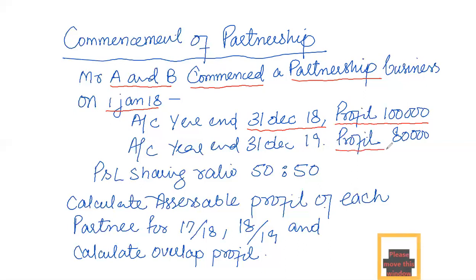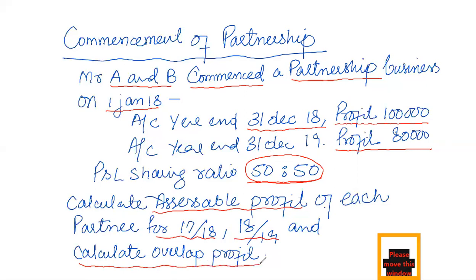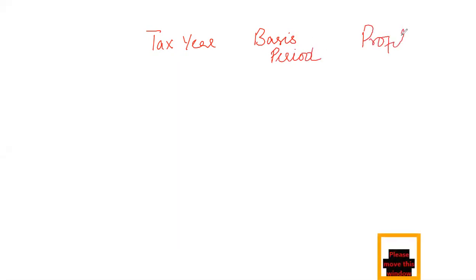The profit of the next year is 80,000, right? Profit and loss sharing ratio is 50-50. So we have to convert, as per the ratio, calculate assessable profit of each partner for 17-18 and 18-19, and also calculate the overlap profit. So let's calculate this. As per the format, we have to identify the tax year here, and then the basis period, and then the assessable profit.